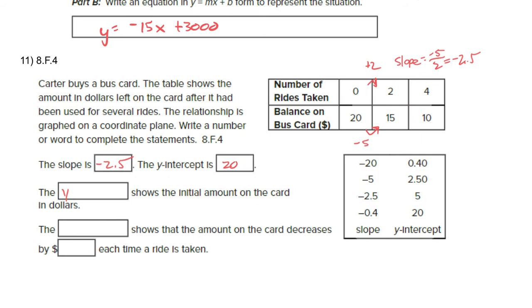The y-intercept shows the initial amount on the card. The blank shows the amount the card decreases, the slope. And it decreases by $5. So it's just 5. Wait, no. It decreases by negative 2.5. Oh yeah, there it is. $2.50.